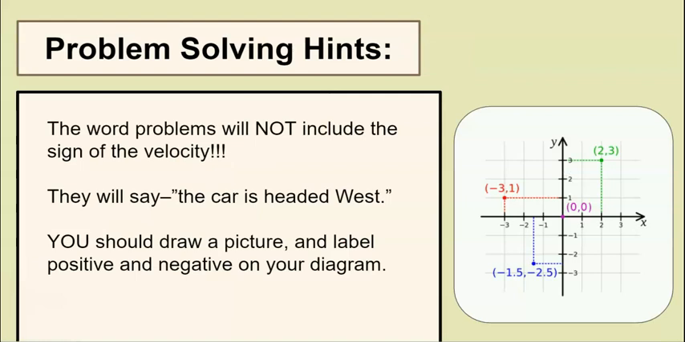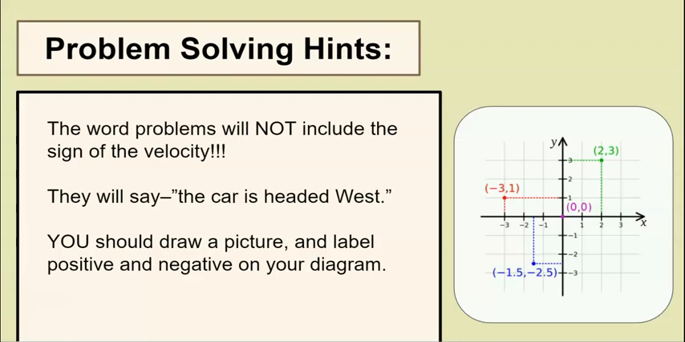All right, we're going to do a couple of problem-solving hints, and then we're done. The reason I'm making a big deal out of this is because the word problems are not going to say the car has a negative 15 mile an hour velocity. They will say the car is headed west at 15 miles an hour. Okay, so you have to know when to put the minus sign in.